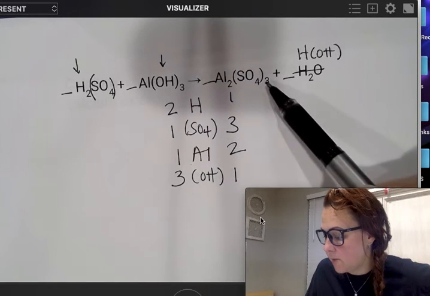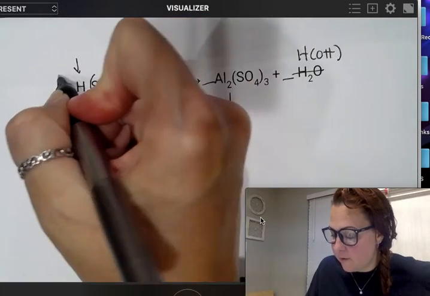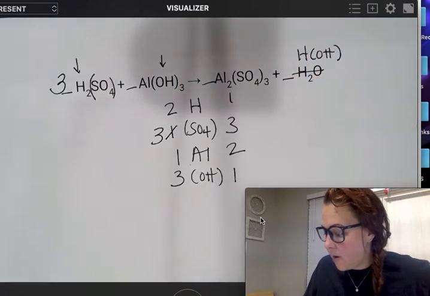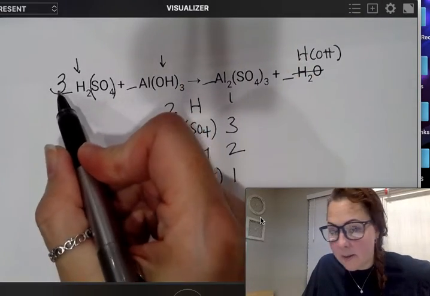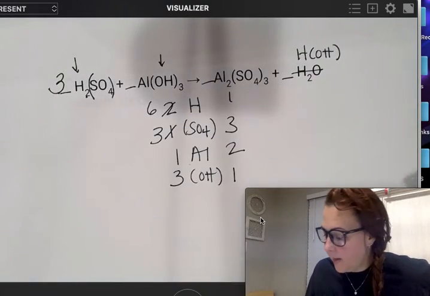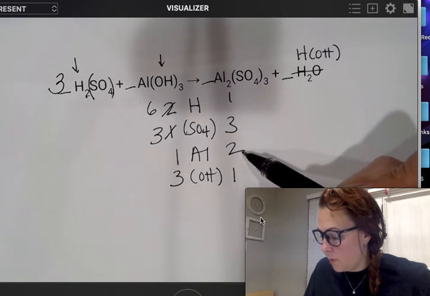Here I have 3 sulfate. I need 3 over here. So if I put a 3 in front of that compound, that changes my sulfates to 3. But then that also gives me 3 times 2 is 6 hydrogen. Again, I'm saving my hydrogen for last, so I'm going to skip down here to my aluminum.